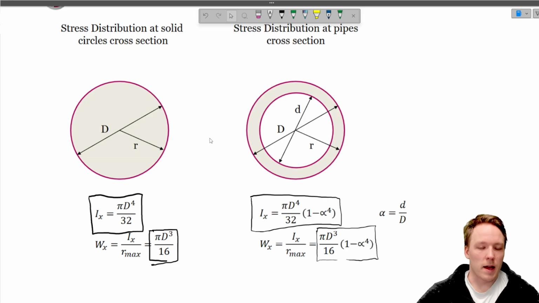So that's the theory for calculating the shear stress and the angle of twist for round cross-sectioned materials. In the example videos you can see how these are used in practice.